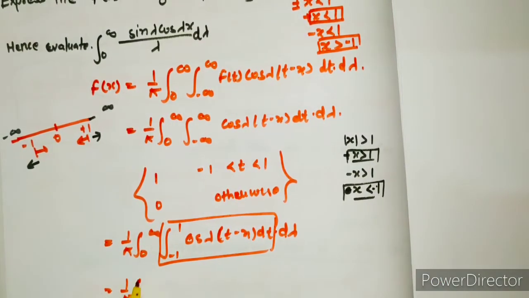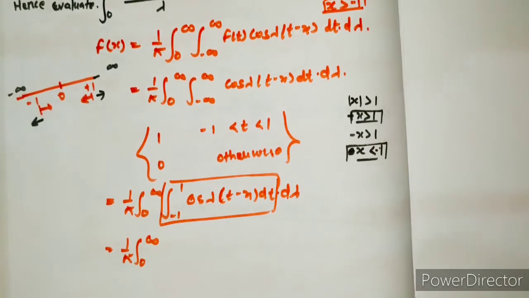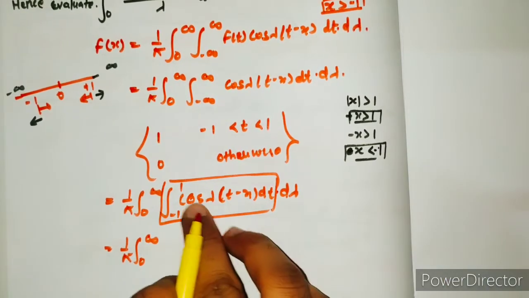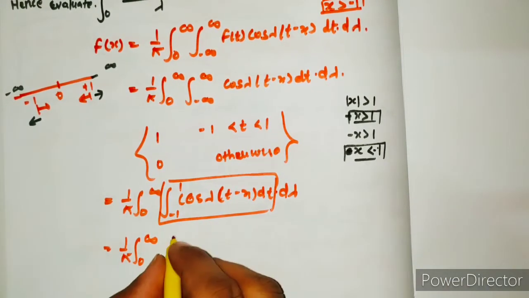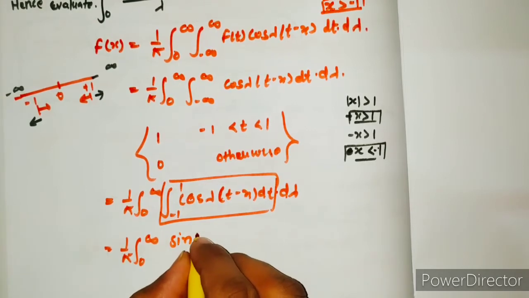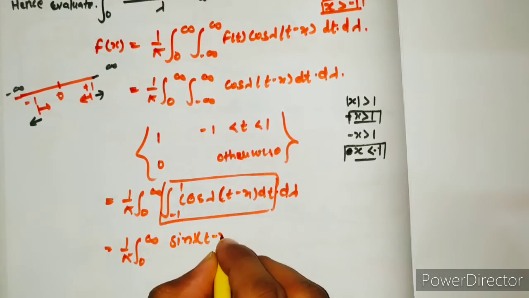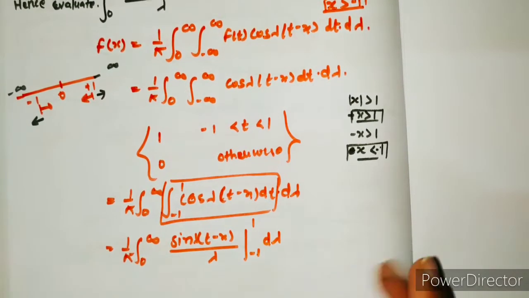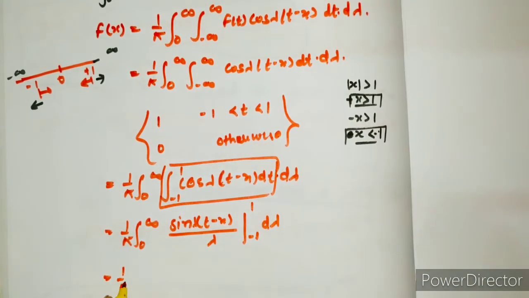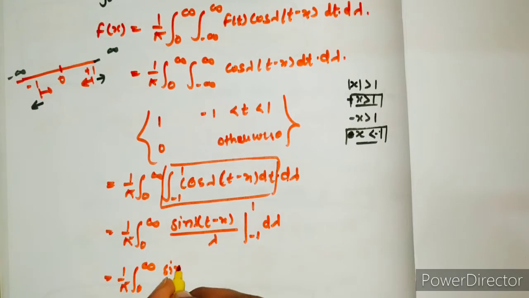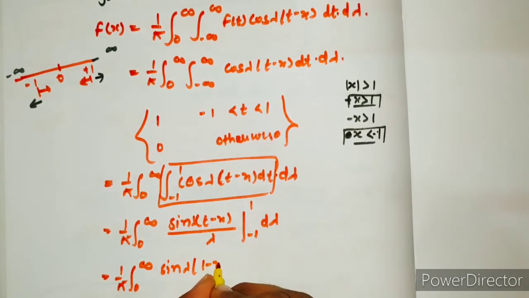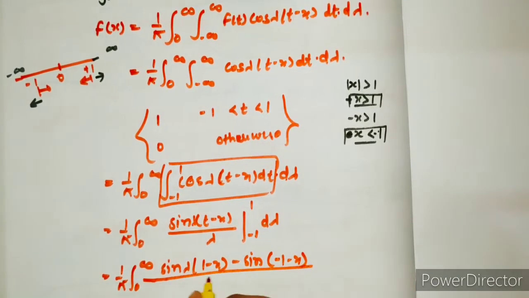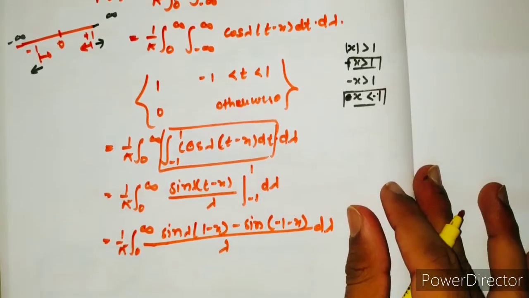When you solve this from 0 to infinity, this is the I form; it is very short and not considered separately. Cos lambda (t minus x) is written as sine lambda (t minus x) upon lambda, from 1 to minus 1, d lambda. When you put this value, integral from 0 to infinity of sine lambda (1 minus x) minus sine lambda (minus 1 minus x) upon lambda d lambda. Solve this problem.